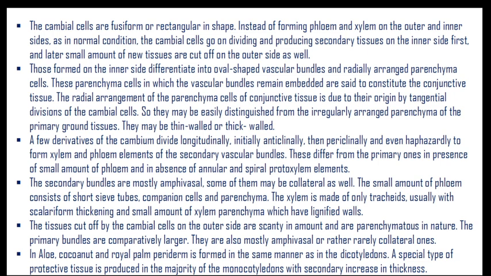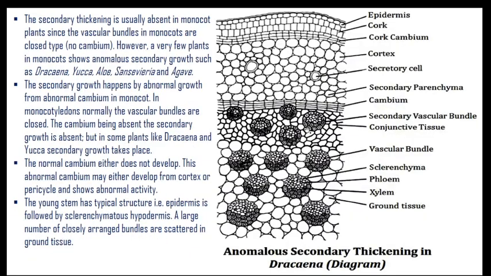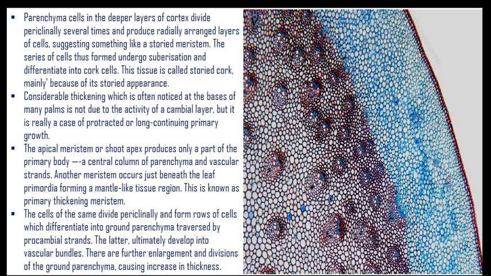In aloe vera, coconut, and royal palm, periderm is formed in the same manner as in the dicotyledons, but a special type of protective tissue is produced in the majority of monocotyledons with secondary increase in thickness. So this is the actual transverse section of a Dracaena stem.